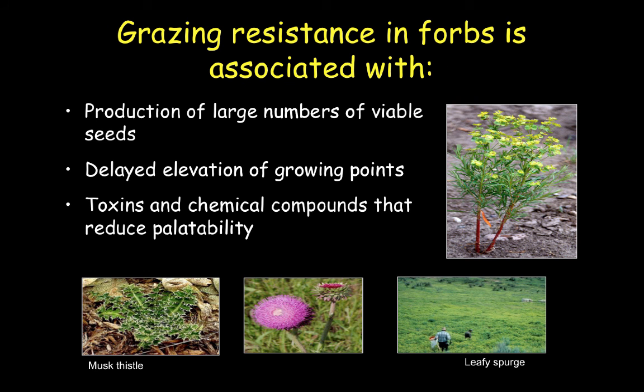And then finally, our forbs are our weaker rangeland plant. And these forbs have actually evolved to produce large numbers of seed, similar to what we've talked about with star thistle. They have delayed elevation of their growing points, and then they also can produce toxins and chemical compounds that reduce the palatability. So musk thistle or milk thistle is really pretty toxic when consumed by horses in a large amount because that can actually tie up part of their gut. Some of the other poisonous plants that we have are the leafy spurges, as well as the bull thistle or Russian thistle, or the many other names that purple nasty thistle is called.